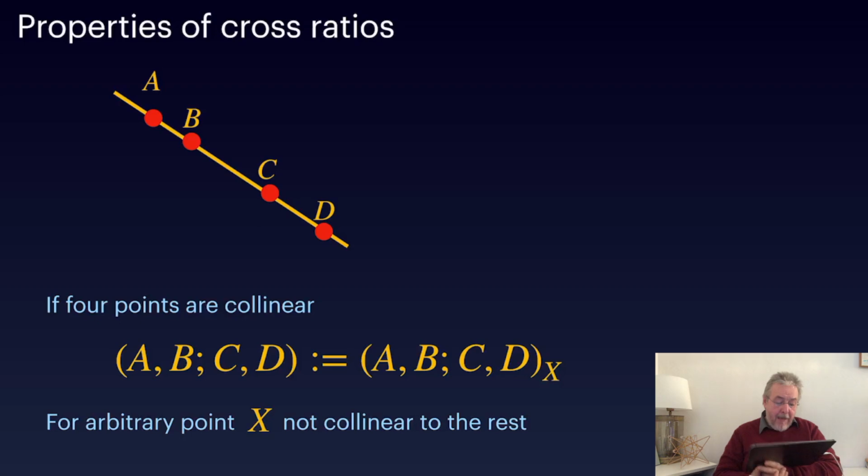So summing up, we can say if those 4 points are collinear, we can speak of the cross ratio of 4 points, we can define it as the cross ratio seen from X for an arbitrary X which is not collinear with the rest. More about the number line, and we will treat that here as a low-dimensional projective space very soon in our next video section.